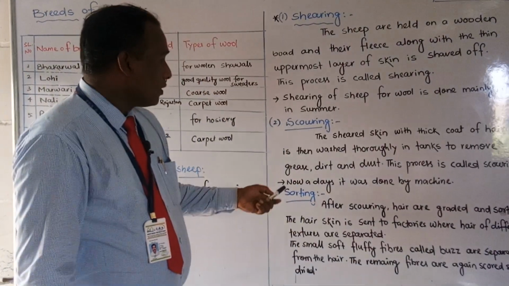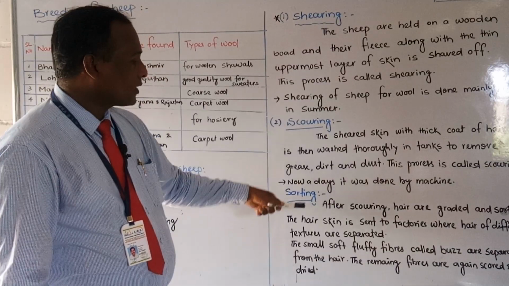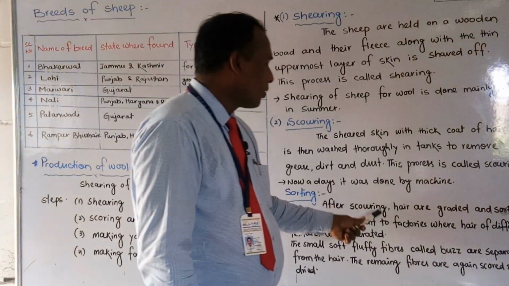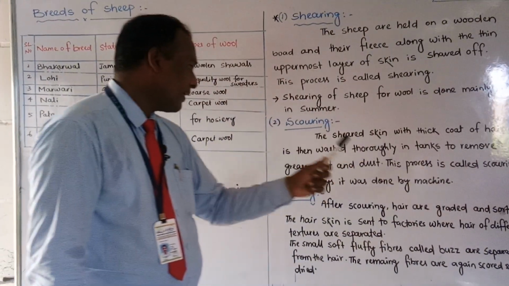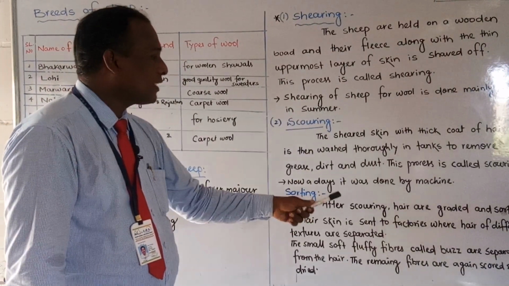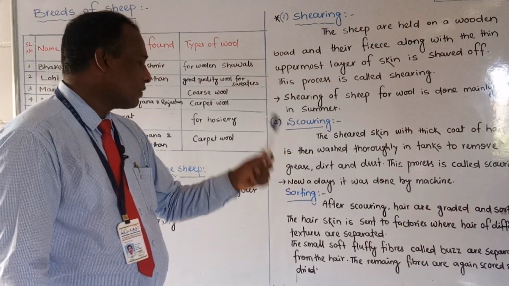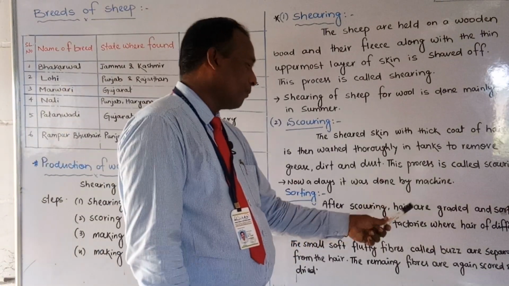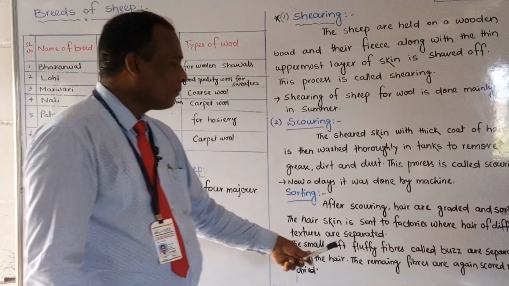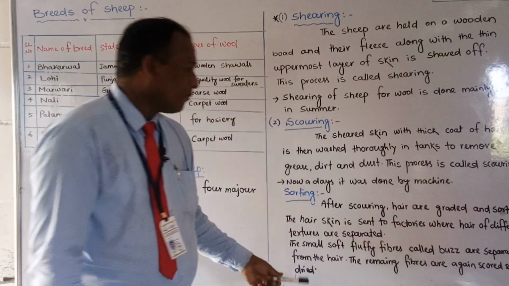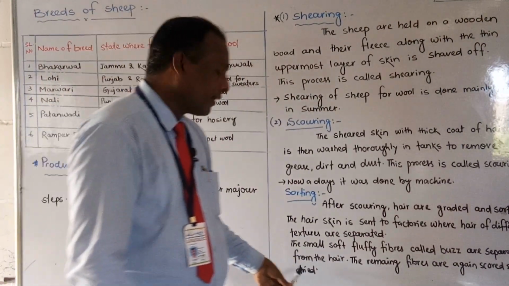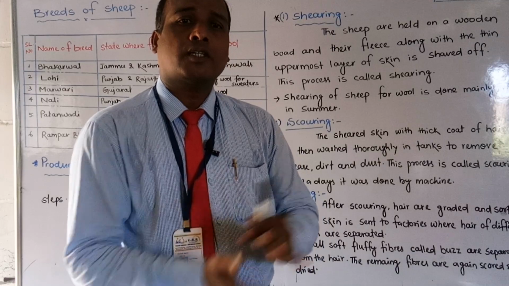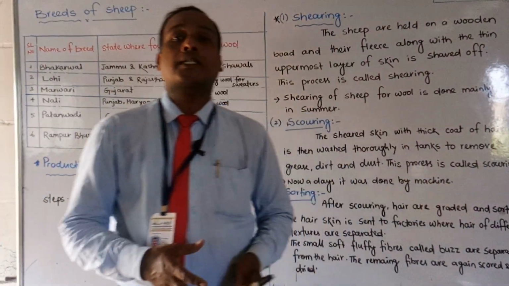Now sorting. After scouring, the hair is graded and sorted. The hair is sent to factories where hair of different textures is separated. The small fluffy fibers, called burrs, are separated from the hair. The remaining fibers are again sorted, scoured, and dried. Students, after scouring we have to do sorting. What is sorting?